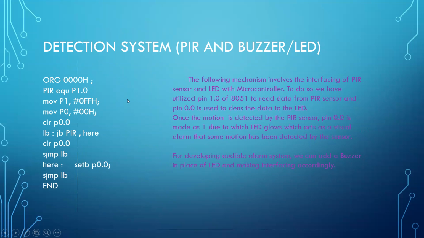Going into the depth of the code implementation, we have utilized pin 1.0 of the 8051 microcontroller to read the data from the PIR sensor, and pin 0.0 is used to give the data to the LED, that is, to switch the LED on and off once motion is detected. And this was the last module.